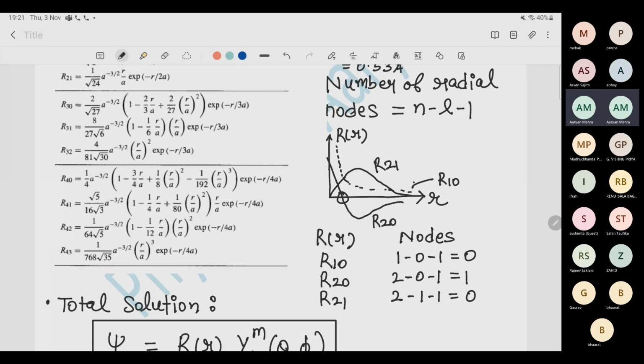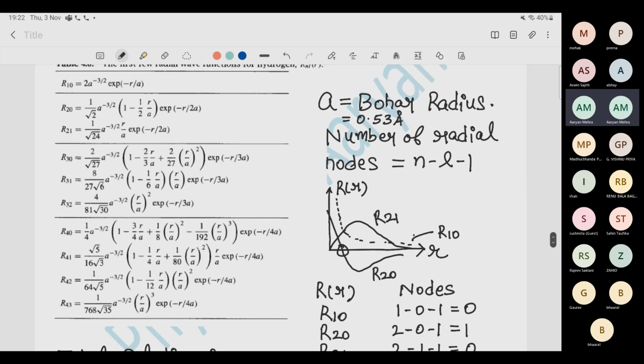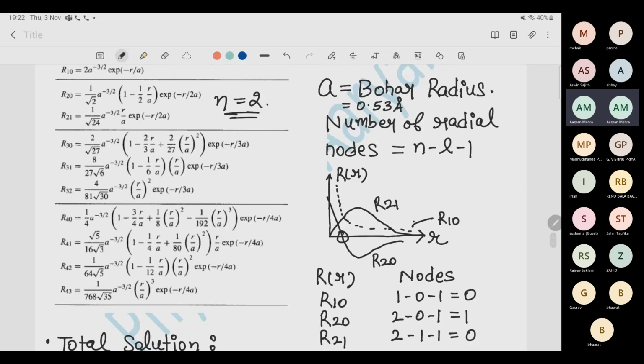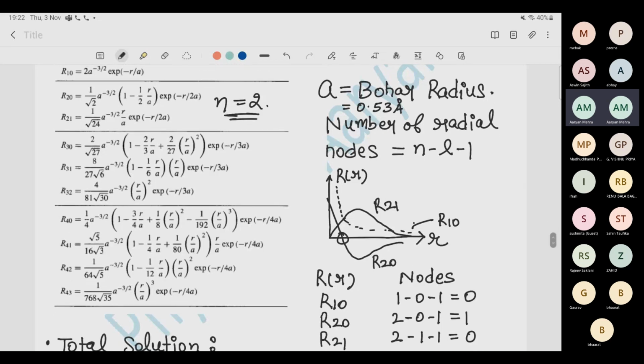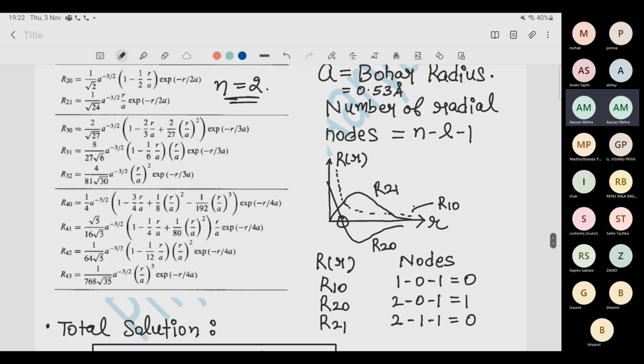In R20, the number of nodes will be 1. In R21, the number of nodes will be 0. Now if I give you a function with e raised to the power minus r by 2a, you can say n equals 2. Very simple. Then you plot both of these functions and see how many nodes there are. From that you will get information about L. If there is no node, is it L equals 0 or L equals 1?